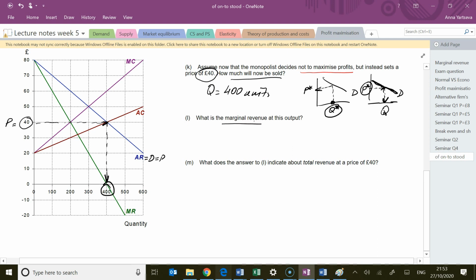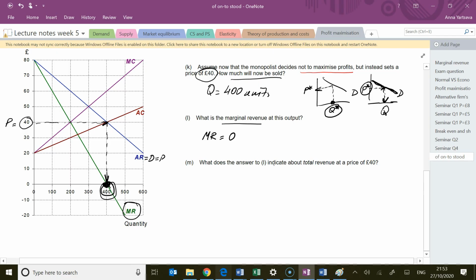Next question, what will be the marginal revenue at this output? Very simple. We'll look at the marginal revenue curve, this green line. This line tells us the level of marginal revenue at each and every possible output. When output is 400, it happens to cross the horizontal axis. In other words, marginal revenue will be equal to 0 in this scenario, for this particular shape of the marginal revenue curve.